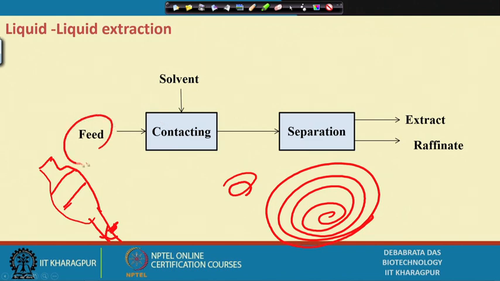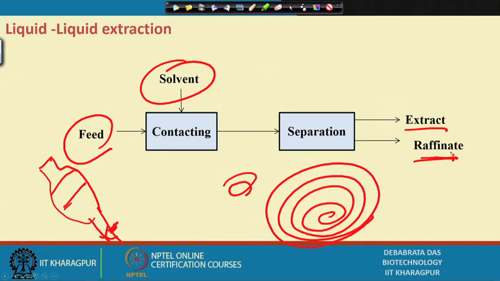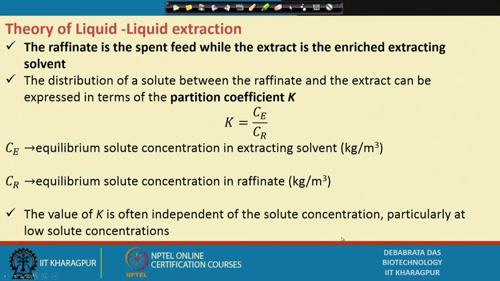This is the feed coming one way, and this is the solvent coming the other way. This is the contacting, then the separation, and then we get the extract. What remains is called the raffinate. When we use the solvent, we call that the extract, and the raffinate is the aqueous layer. In the theory of liquid extraction, the raffinate is the spent feed, while the extract is enriched with the extracting solvent.